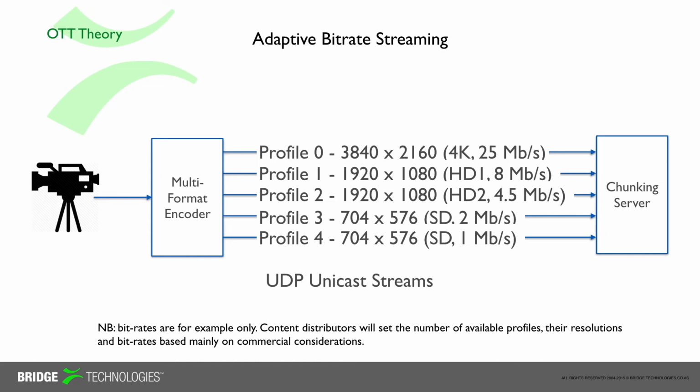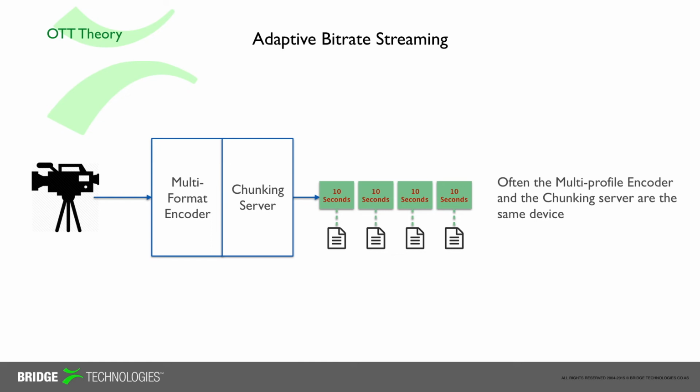And these profiles change depending on the material, depending on how much bandwidth is available, whether something is free, for example, or it's a premium service that's paid for. All of these commercial decisions will come in, as well as the technical limitations, to determine how many profiles and what bit rates are being used. So the multi-format encoder these days is commonly associated with a chunking server. So a live video feed will go into a multi-format encoder and out will come the chunk straight to the origin server.